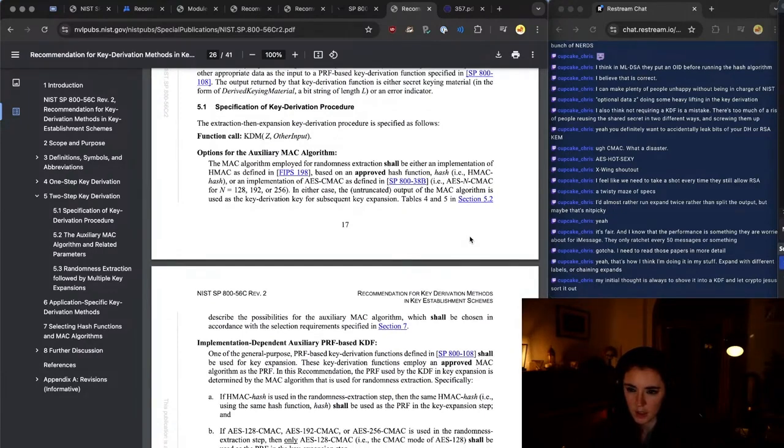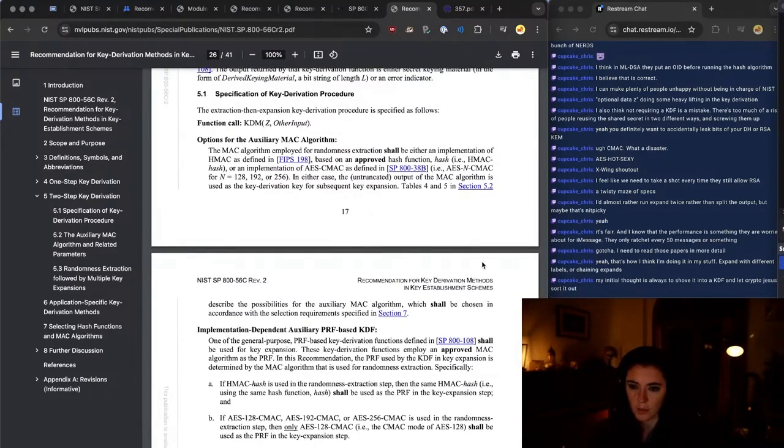Okay. Use a MAC. Implementation of HMAC based on an approved hash function, which sounds like SHA-256 is. So I think this might say, if you know what you're looking at, that HKDF based on SHA-256 is usable. It's just a matter of making sure you'll get validated by the lab if you care about that. Or CMAC, yeah. Untruncated output of the MAC algorithm is used as a key derivation key for subsequent expansion.